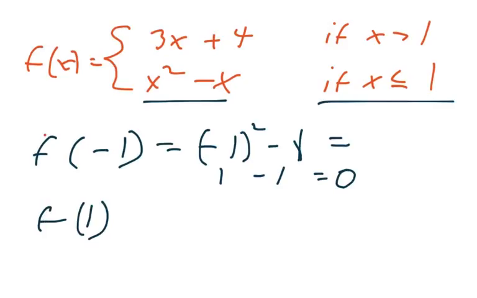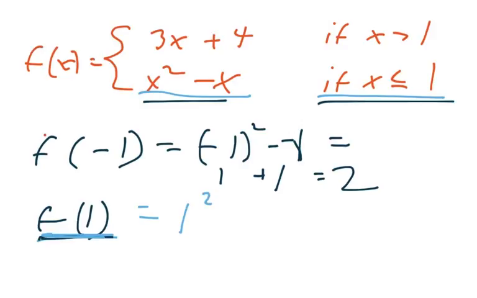If I said, what is f of 1, and I'll do this one in blue, once again, because it's less than or equal, I'm still using the bottom one. In fact, I made a mistake here. It was minus -1, so it should have been 1 plus 1, which is 2. Now when I do f of 1 in blue, we get 1 squared minus 1, which is 1 minus 1, which is 0.